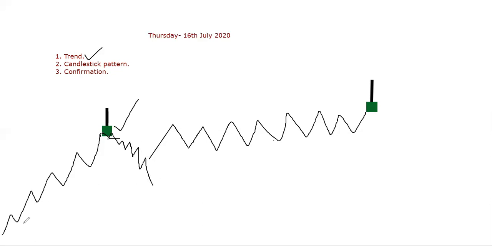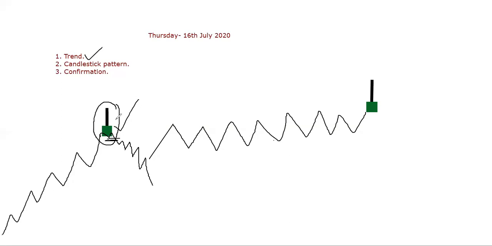Okay, so in this whole scenario, you have got the trend, a perfect uptrend. You have got the candlestick pattern, which is a shooting star in this case, and then you have got the confirmation. Once the price starts to trade below this candle, then you say that we have got the confirmation, right? So this is a perfect candlestick pattern, and this is the perfect setup to initiate a trade.